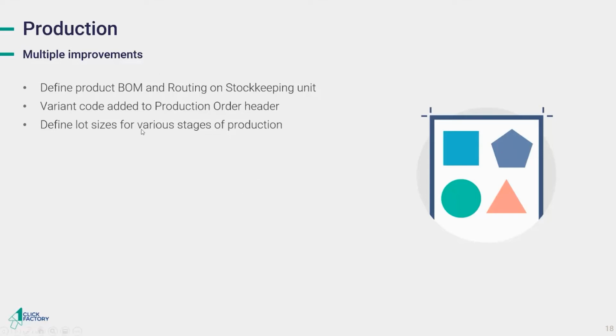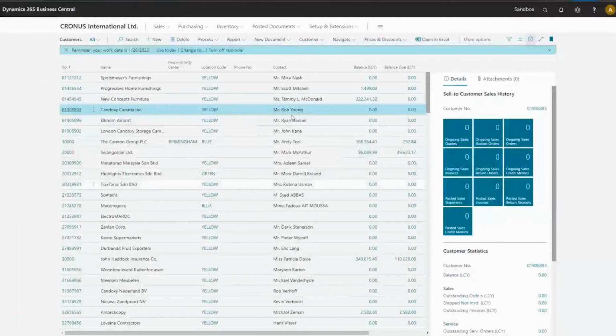And we can also define a lot size for various stages of production. So basically in routing, we can define a lot size to manage the lots in which items are produced during some production time. So I will also showcase some of these changes.